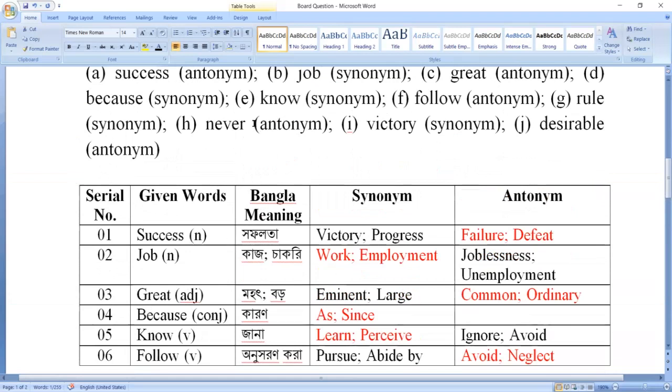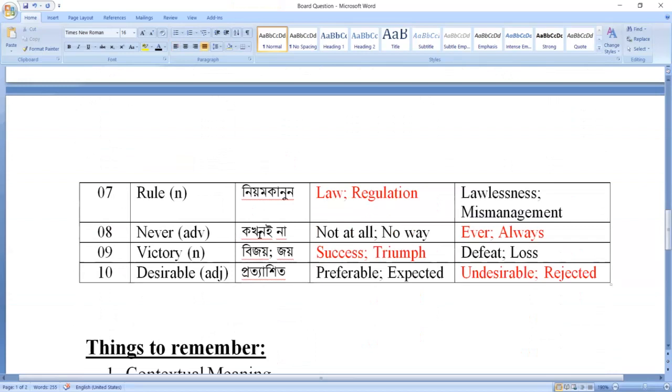Okay, order we can also write never. We need to write the antonym of the word never. So what are the synonyms? Not at all or no way. It refers to kokhonoi na in Bangla. And in English we have the antonyms ever, always, that is all the time. So these are the antonyms, and we can write down one here. And never is an adverb. So ever and always are also adverbs.